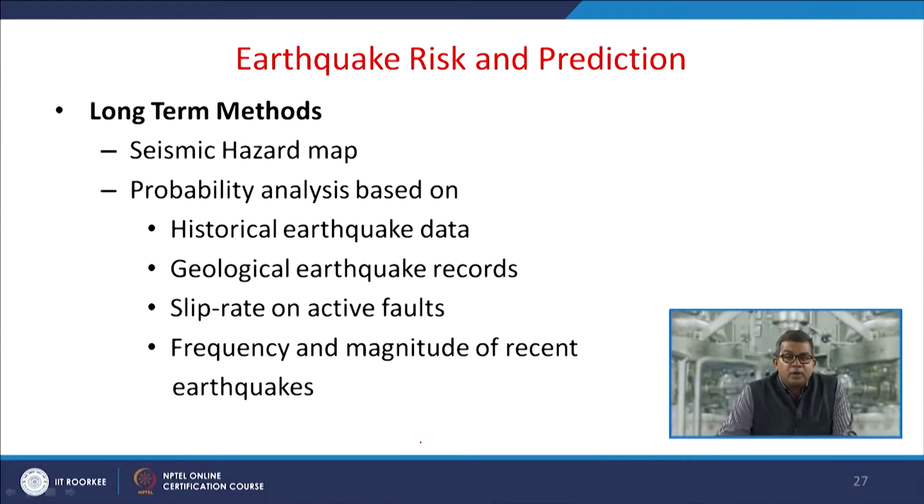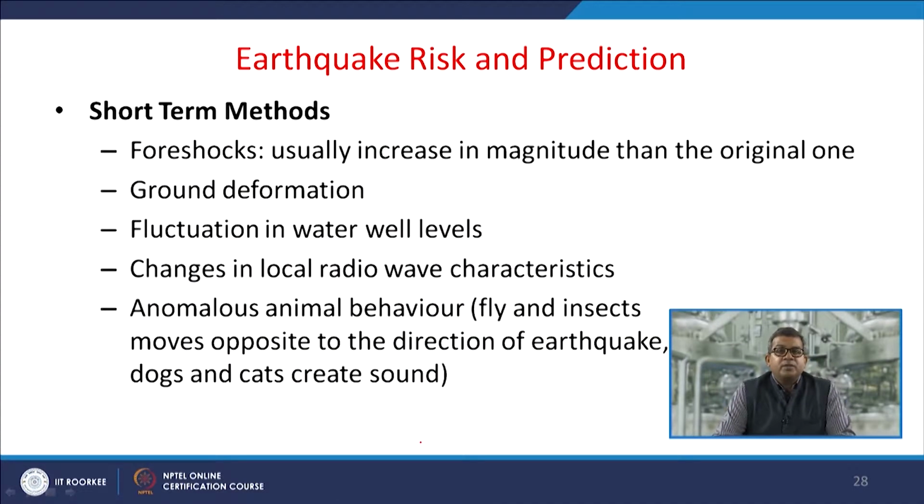So, one is the long term method, that is related to the prevention aspect. You must have a seismic hazard map. You may divide different types of seismic zones. The probability analysis sometimes is based on the historical earthquake data, sometimes geographical earthquake records, sometimes slip rate on active faults, frequency and magnitude of a recent earthquake also gives proper information related to the long term methodology.